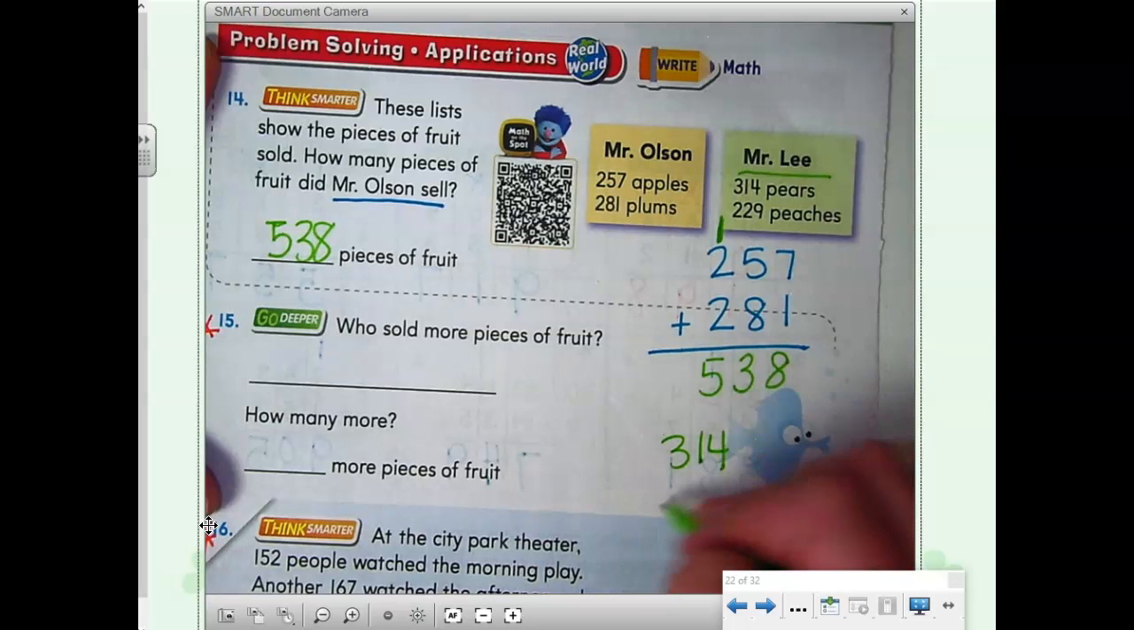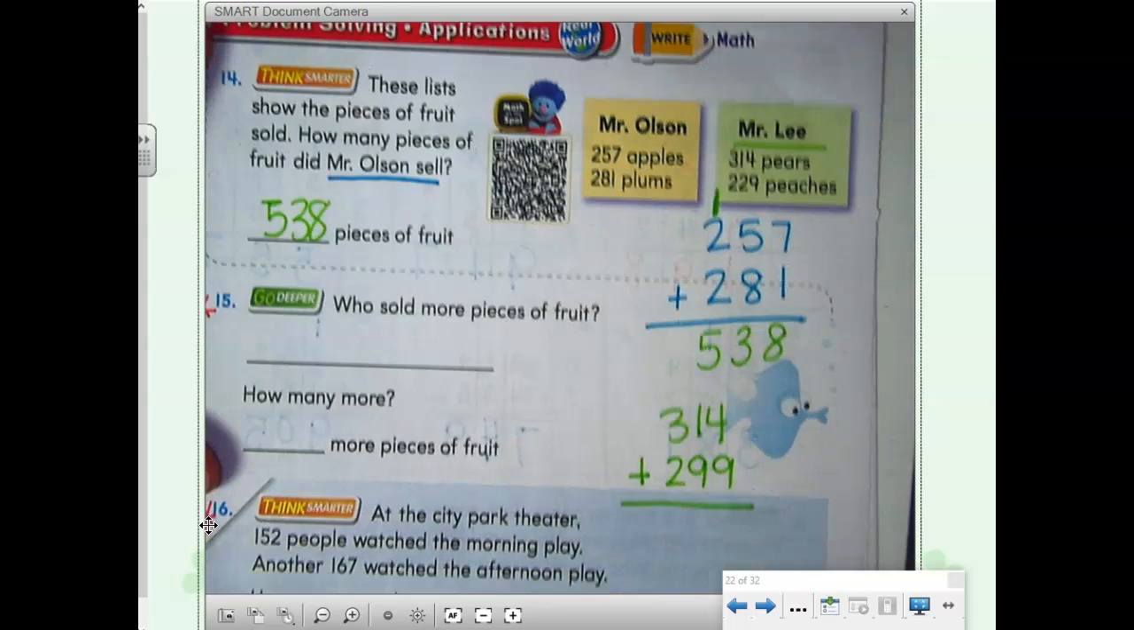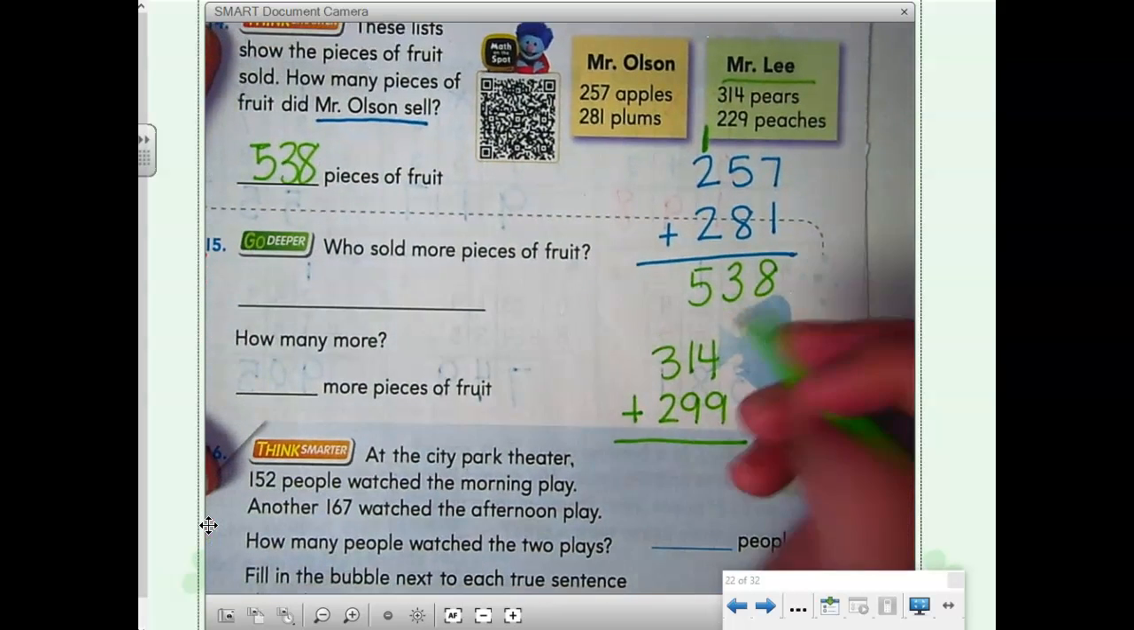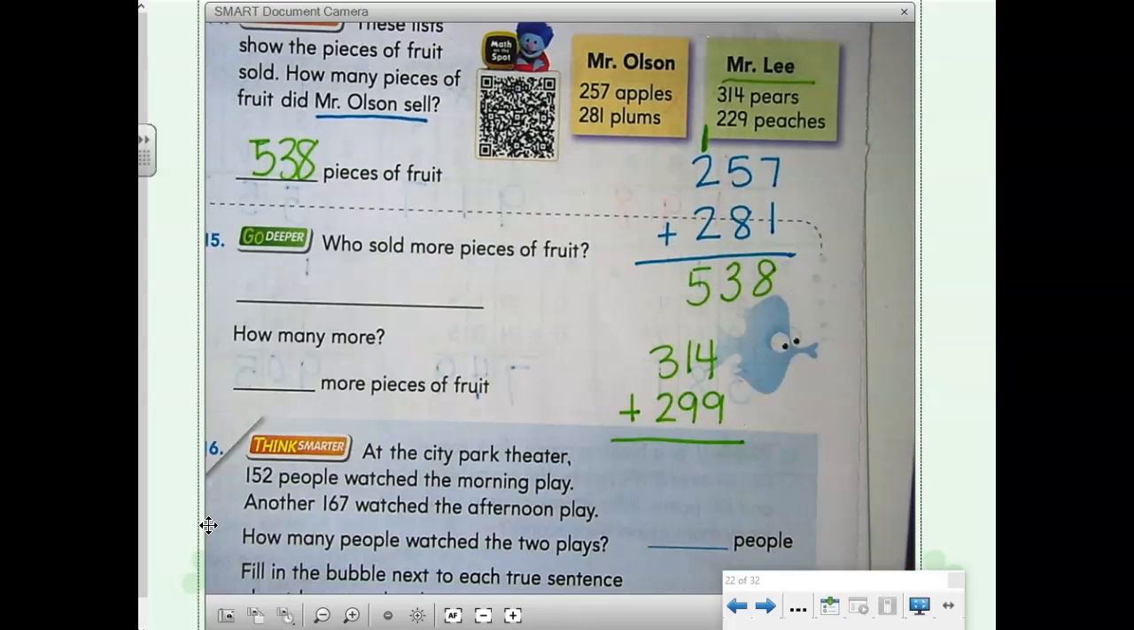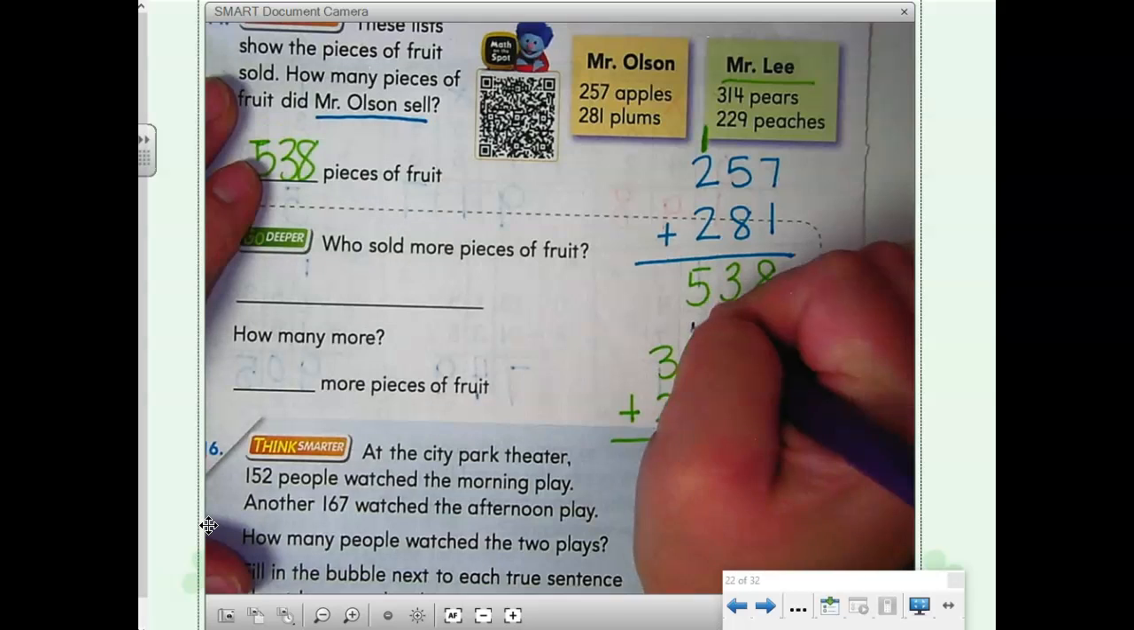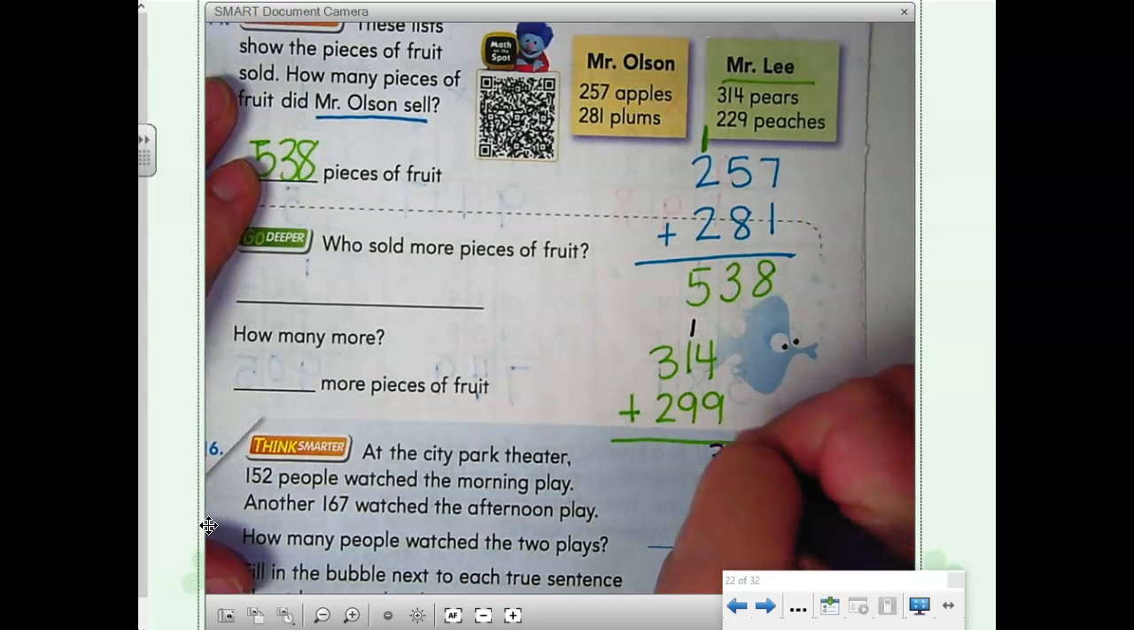314 plus 299. So let's add. 4 plus 9 equals 13. 13 is 1 ten and 3 ones.